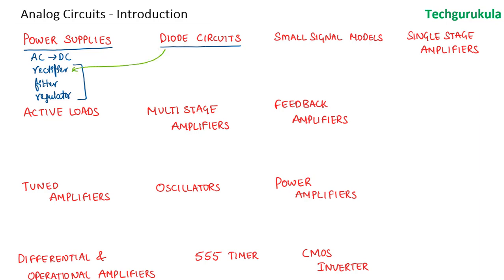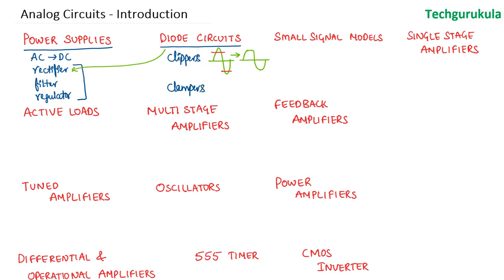Under diode circuits, we have clippers. Let's say we have a waveform, and at times we need certain operations, like we want to clip a portion of the waveform. Then when we clip the waveform, we'll get a signal like this. The circuit that is used to make this kind of wave shaping is called a clipper, because we have clipped the waveform. And we also use clampers.